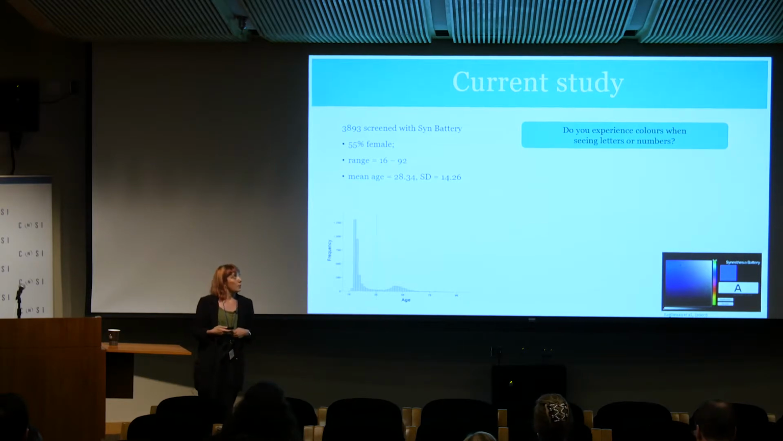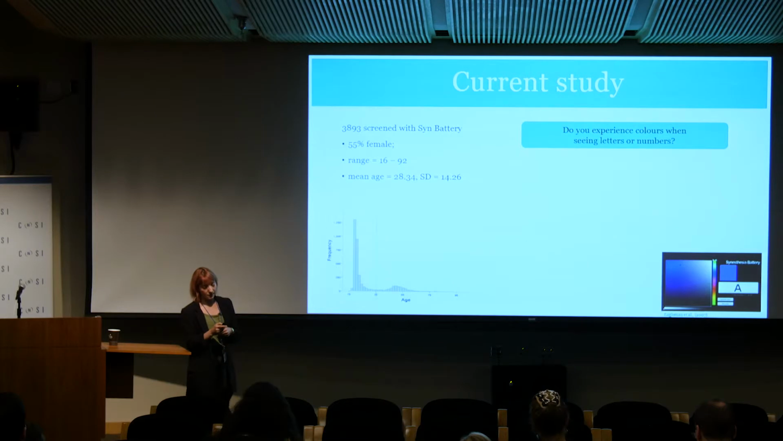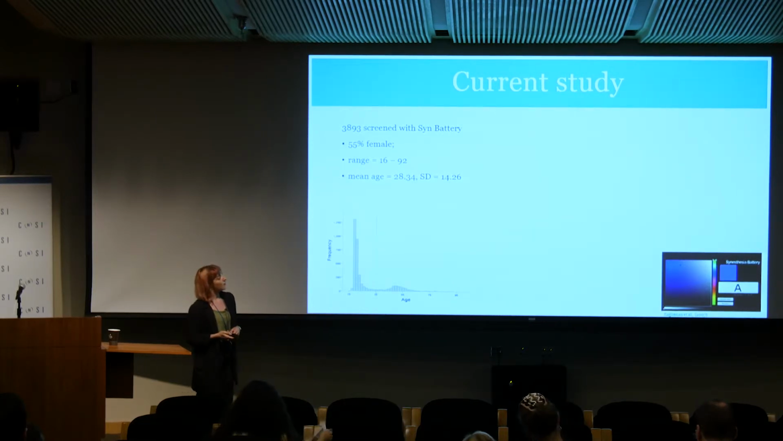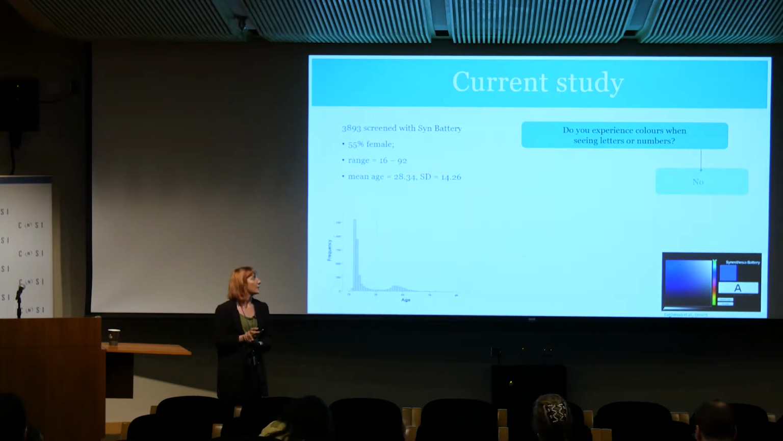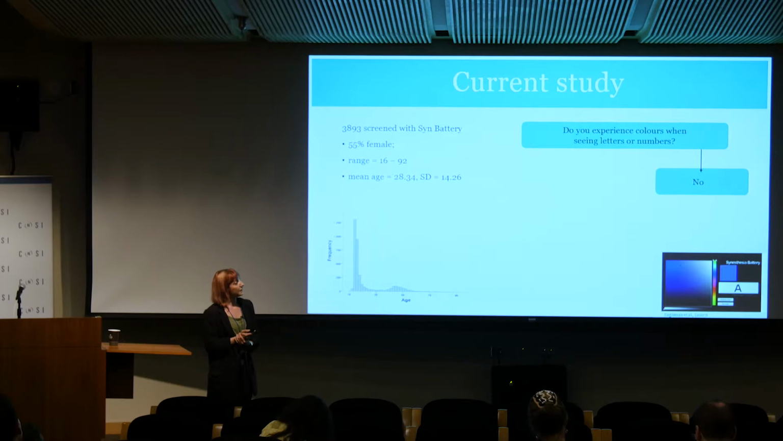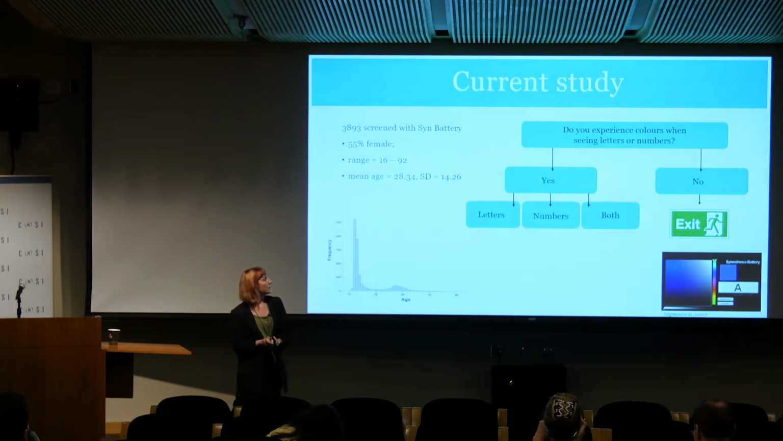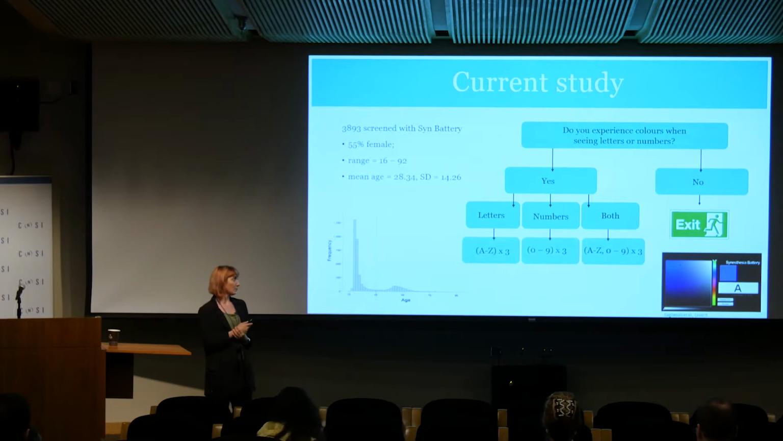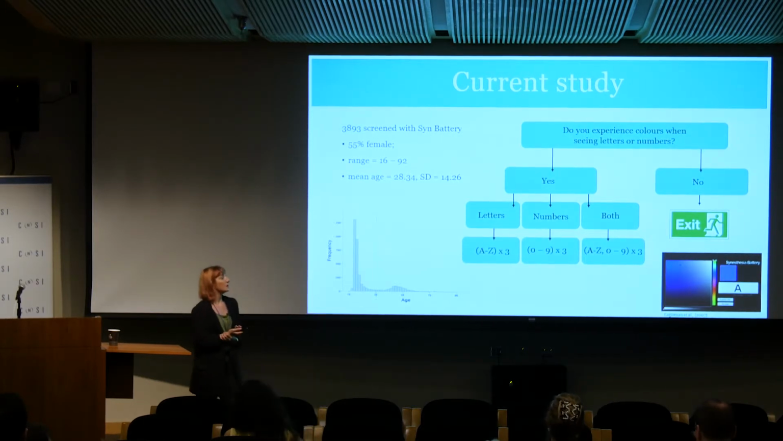So when participants landed on the page, they were first asked some health-related questions that we reported elsewhere in a different paper, but then we asked them if they experienced colors when seeing letters or numbers. Participants could say no, and if they did, they would be thanked and they would leave. And if they said yes, they would be asked whether they have colors for letters, numbers, or for both. And depending on that, they were shown the letters of the alphabet and or numbers, or both, 3 times.